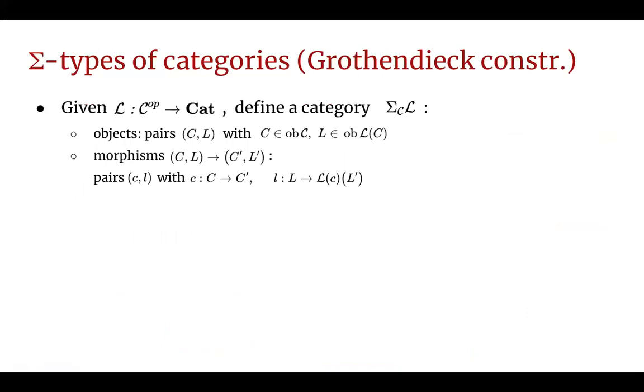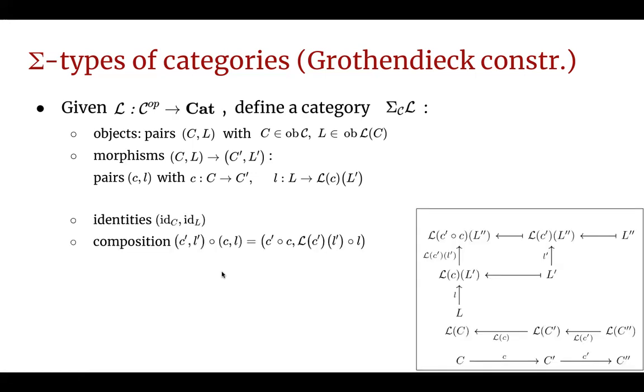And now, given such an index category, we can form one of these sigma types of categories. What they look like is the objects in the sigma type of C and L are going to be pairs of a C that's an object in C and an L that's an object in L of C. Morphisms from C, L to C prime, L prime are going to be morphisms C from C to C prime, paired with a morphism L that goes from L to not L prime, but an L prime that we've substituted such that it's in the same fiber category.